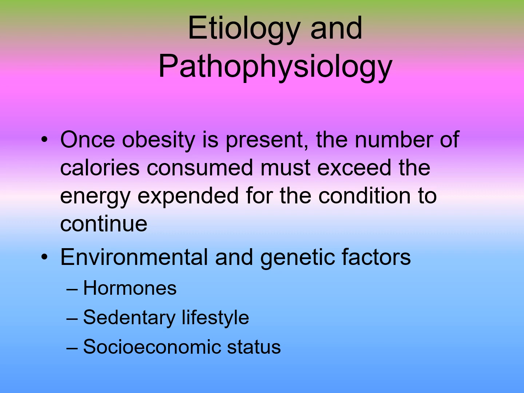So once obesity is present, the number of calories consumed must exceed the energy expenditure for the condition to continue. In other words, if somebody wants to continue to be overweight or obese, they continue to consume food and exceed what they expend. If they want to lose, it's the opposite of that. So there are environmental and genetic factors in making people obese or overweight. Hormones are implicated, sedentary lifestyle, and socioeconomic status.